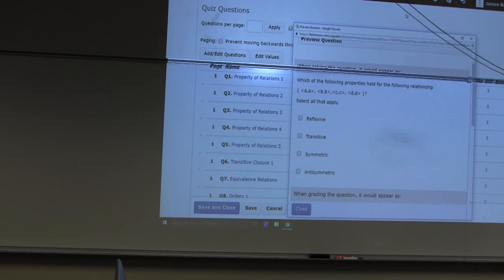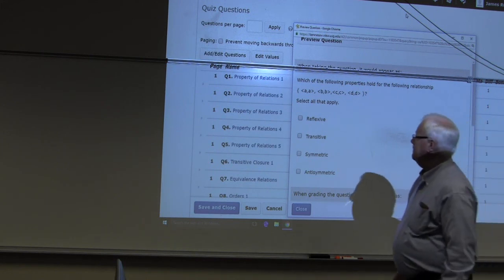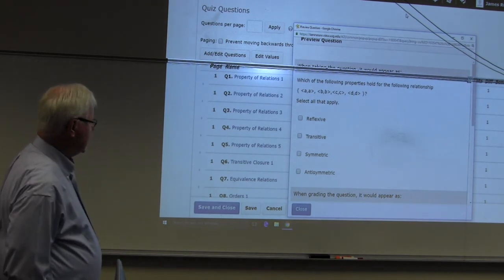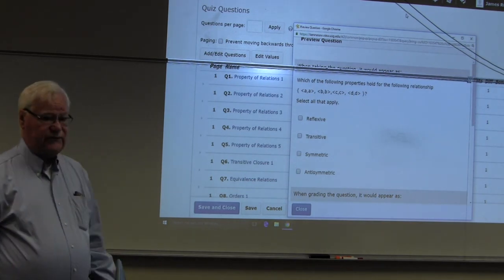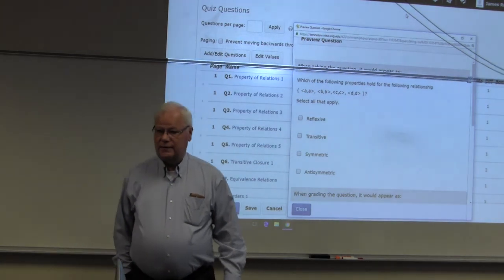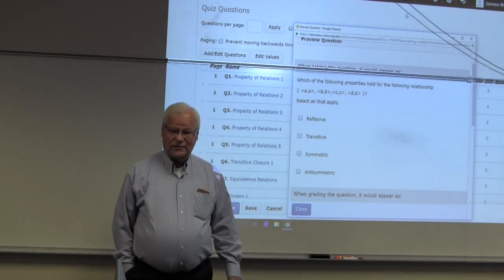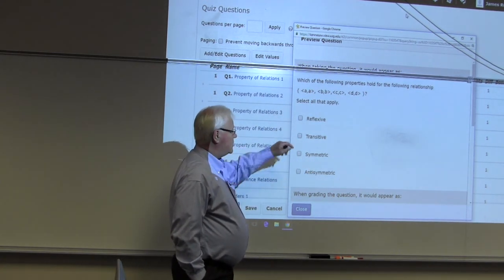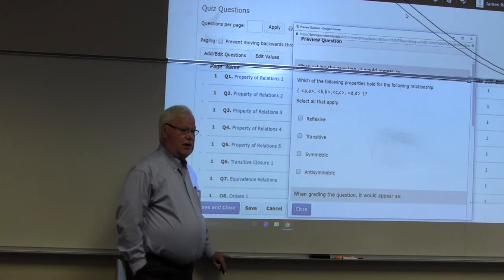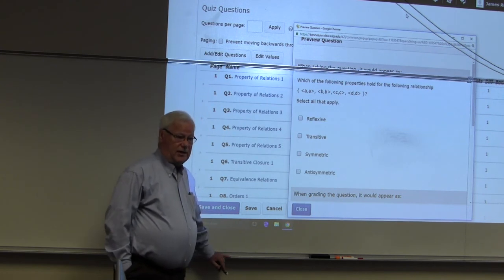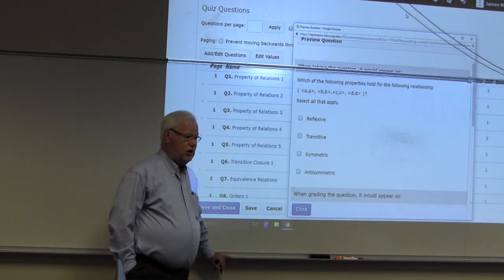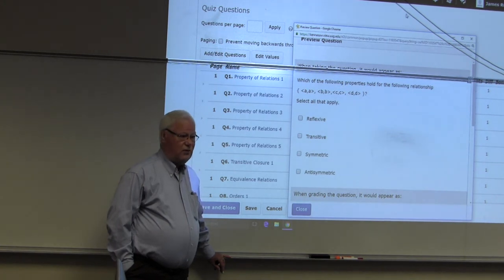Now that brings up this one, which is kind of interesting. I've got a relation there, AA, BB, CC, and DD. Is that reflexive? Isn't it obviously reflexive? Everything's related to itself. But let's look at transitive. Transitive says if there's an AB and a BC, then there must be an AC. Is there an AB and a BC chain in this? No. Therefore, what? It's false.